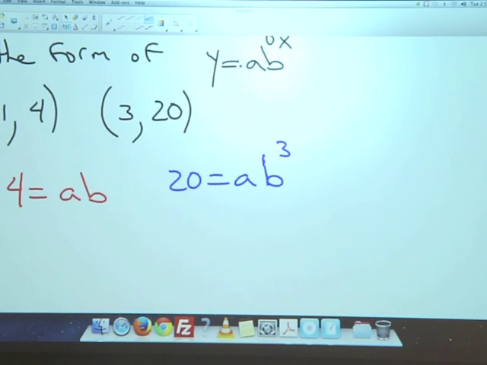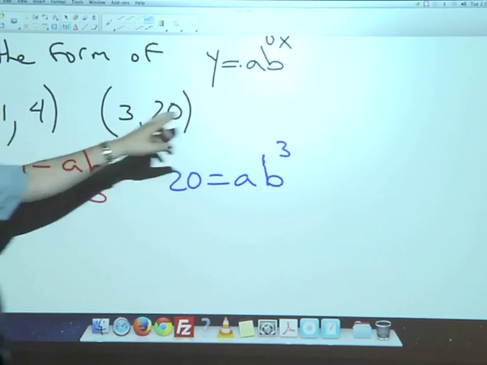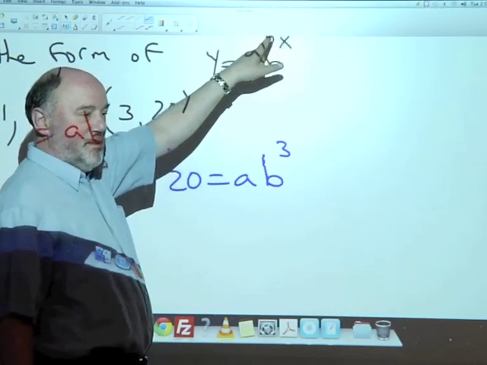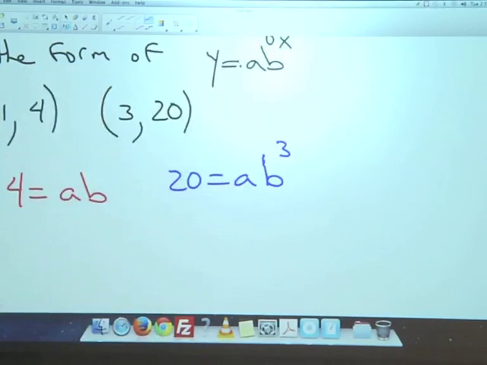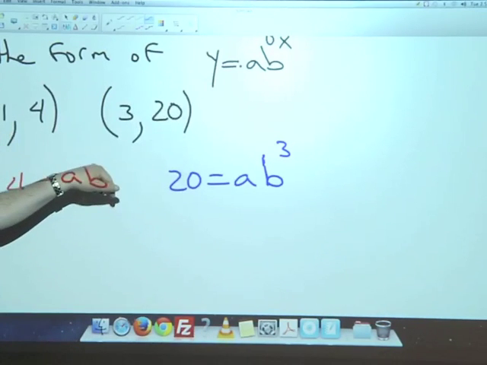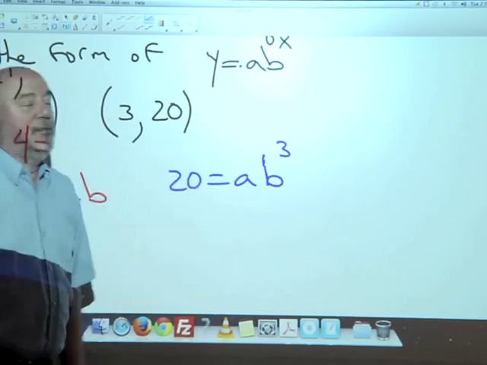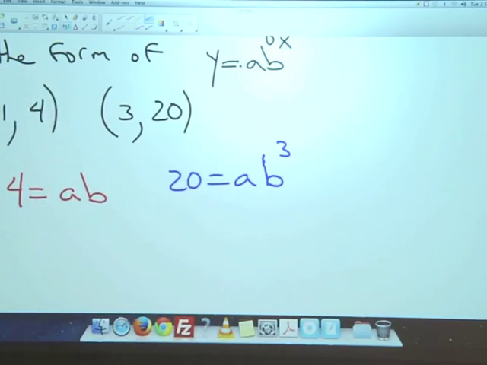Well, this is my x coordinate, that's my y coordinate, right? So all I'm doing is substituting into my form, which is y equals ab to the x. So I took the y out, I plugged in the 4, I took the x out, and I plugged in a 1, and I don't need a 1 there. And then I do the same thing here.